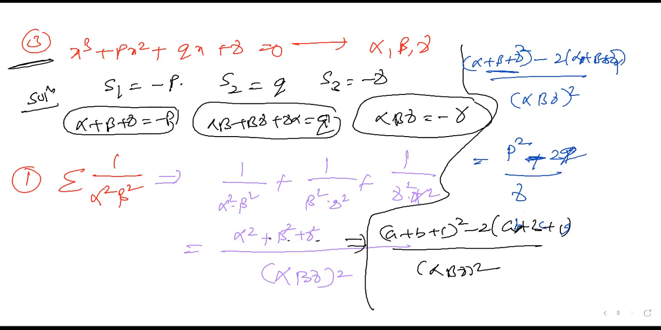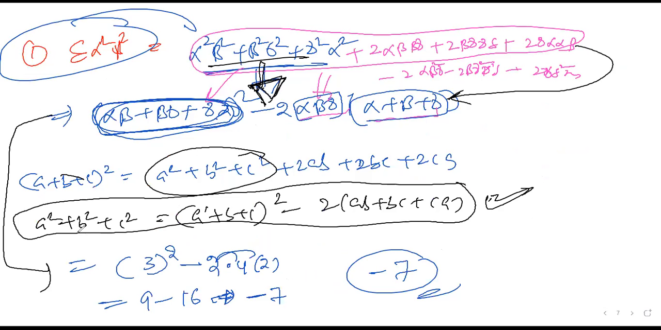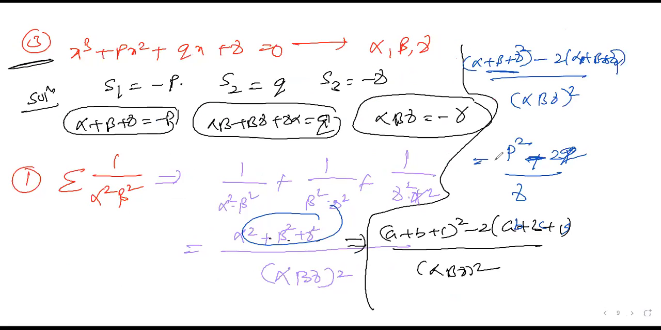Because (a + b + c)² = a² + b² + c² + 2ab + 2bc + 2ca, so a² + b² + c² equals (a + b + c)² minus 2ab minus 2bc minus 2ca. Have a doubt? I'll show the formula. This is the one. Yes, 2ab, 2bc, 2ca. That formula I applied. I got the answer here. Clear?